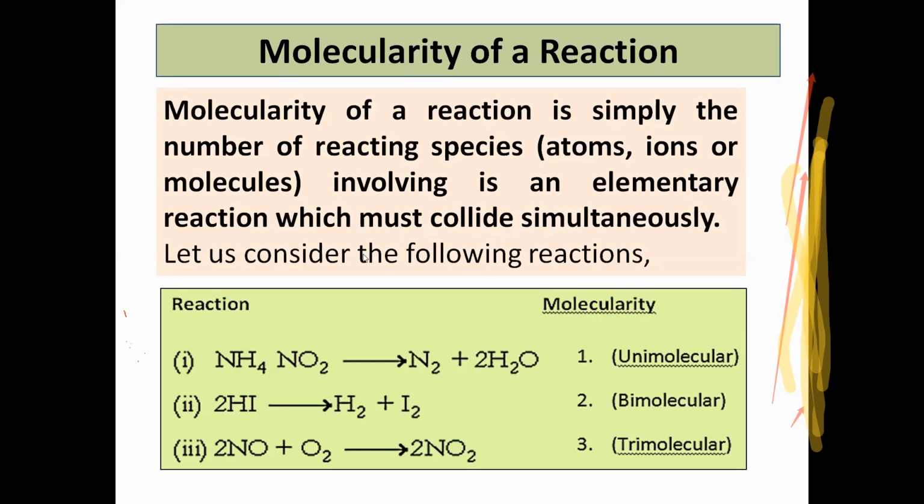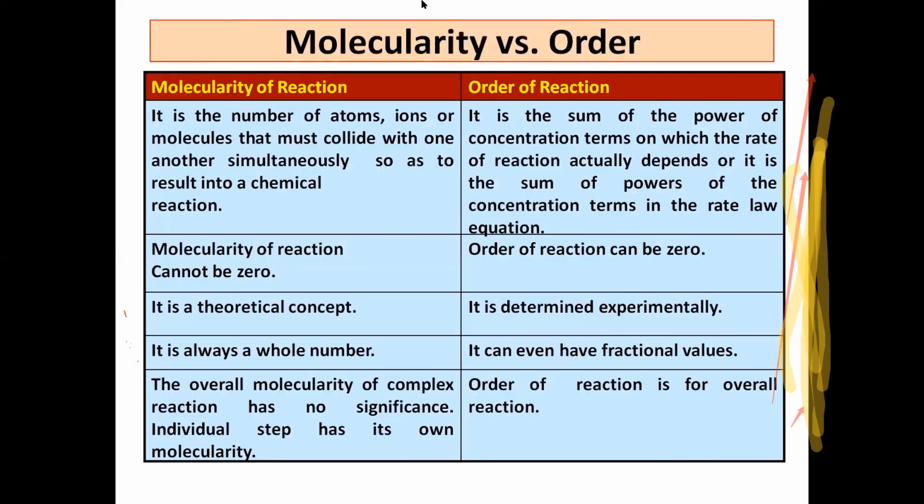So now let us distinguish between the order and molecularity with this distinguishing table. We know the molecularity of a reaction, the definition part we have to write first. It is the number of atoms, ions or molecules that must collide with one another simultaneously so as to result in a chemical reaction. So whatever chemical reaction is happening, the number of atoms, ions and molecules involved that are simultaneously colliding with each other will be called the molecularity.